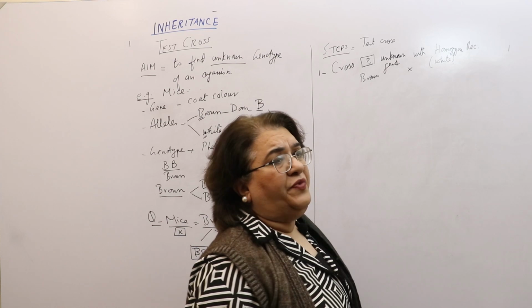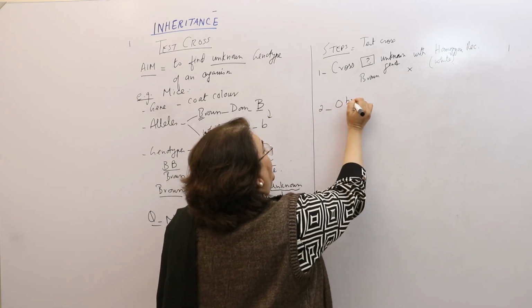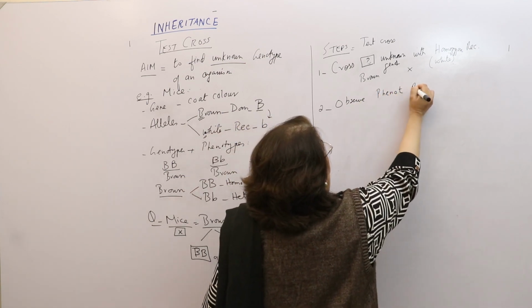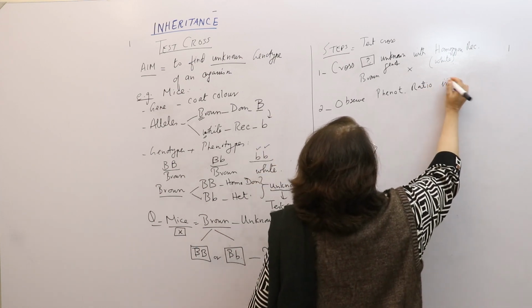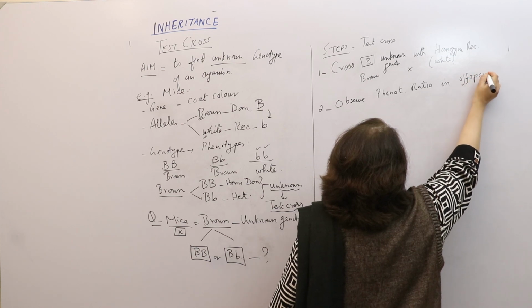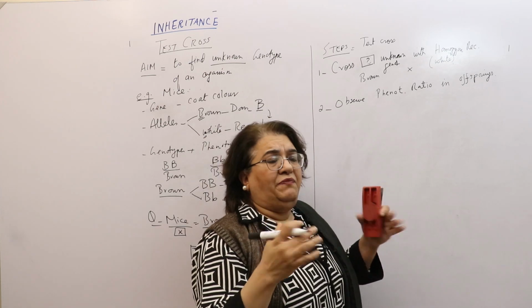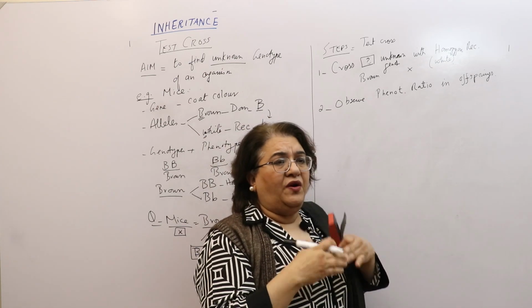All right, so we cross this, and then what do we do? Step number 2 is that we will observe the phenotype ratio in the offspring. After crossing the brown one with the white, homozygous recessive one, we're going to observe what the ratio will be in the offspring.